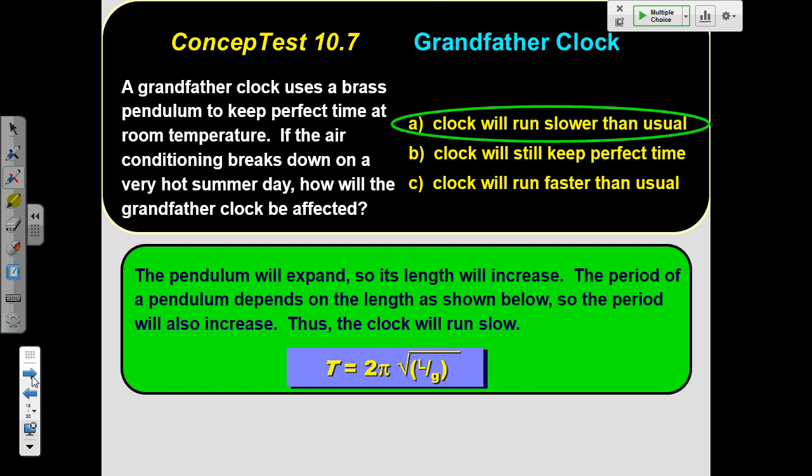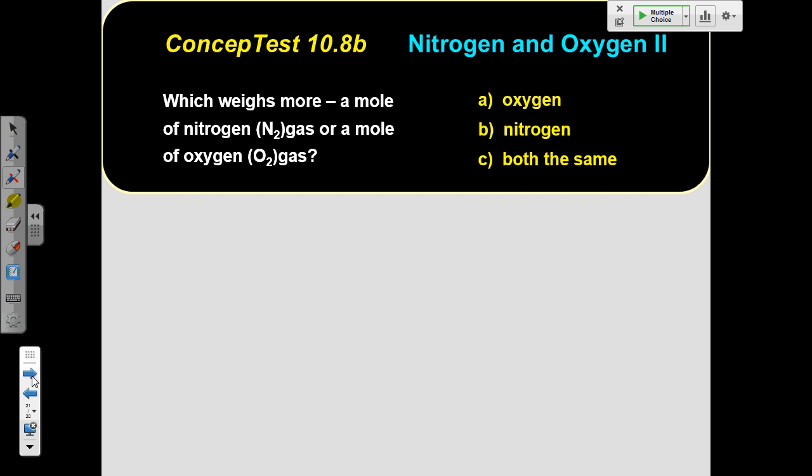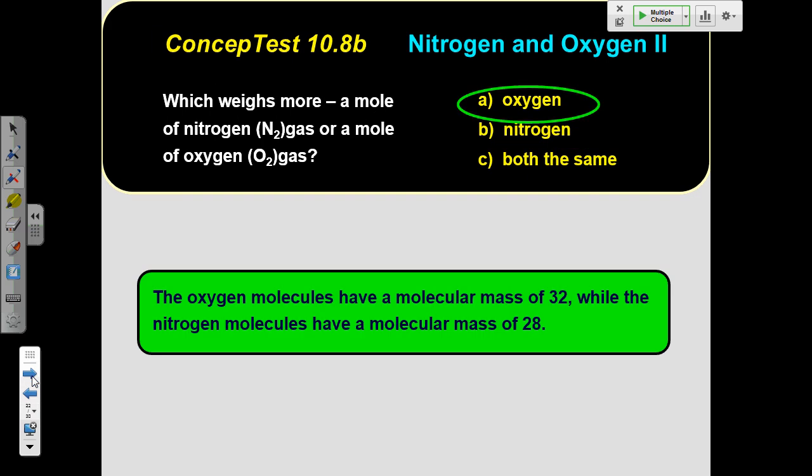I'm going to skip this. We had that one as well already. This one, the oxygen weighs more because it has a higher molar mass. So a mole of oxygen does have more mass than a mole of nitrogen. Carbon, nitrogen, oxygen on your periodic table.